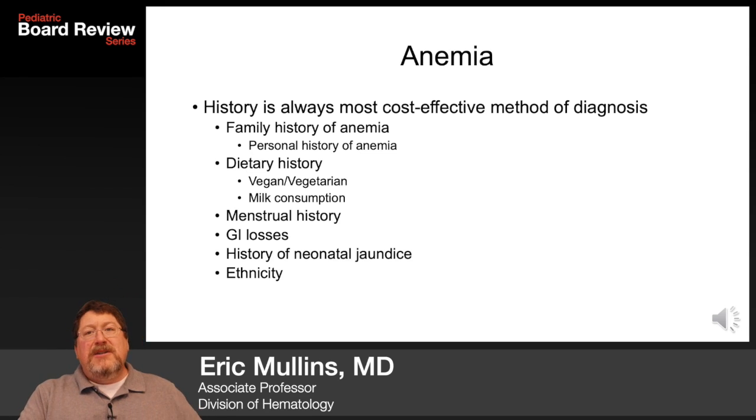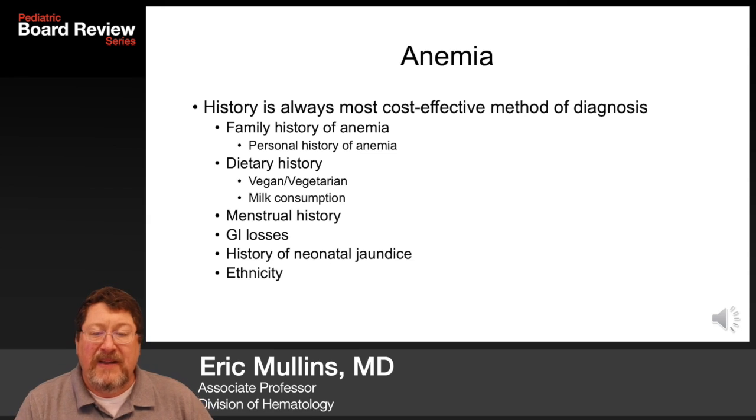And then in your toddlers who have anemia, you want to ask about milk consumption. Menstrual history is very important, as is potential GI blood losses, for identifying the cause of anemia. You want to ask about whether this patient had neonatal jaundice, or whether their siblings had neonatal jaundice. That might point you toward a hemolytic anemia. And then ethnicity is important as well, as that might point you towards a hemoglobinopathy or a thalassemia.